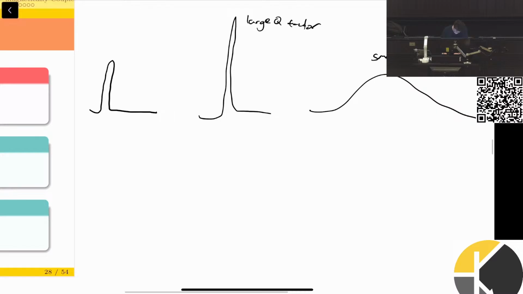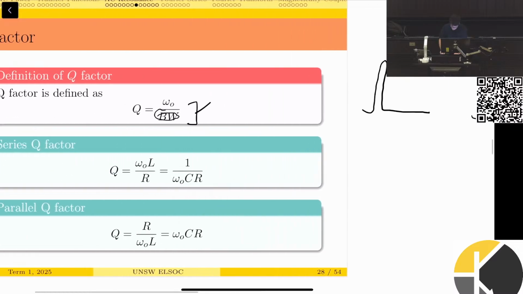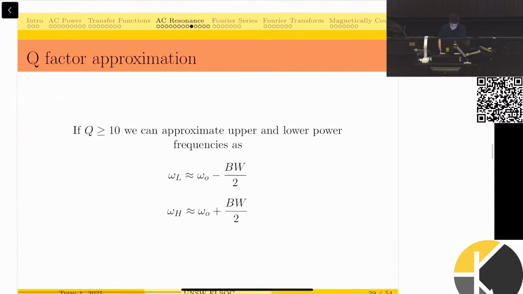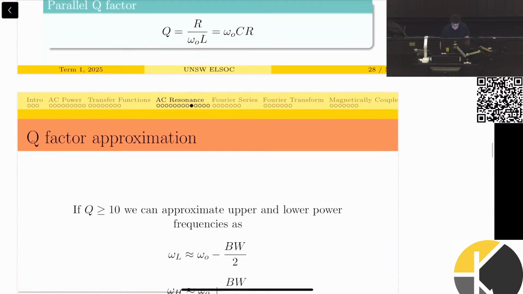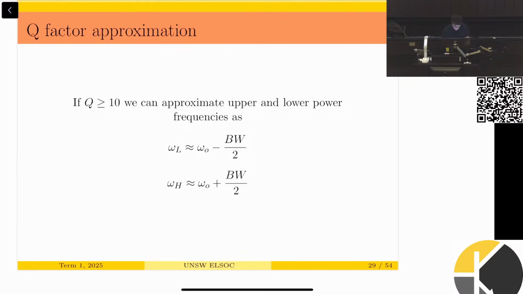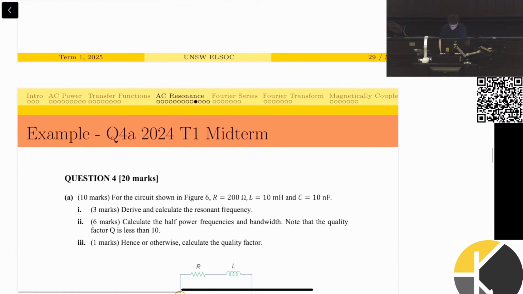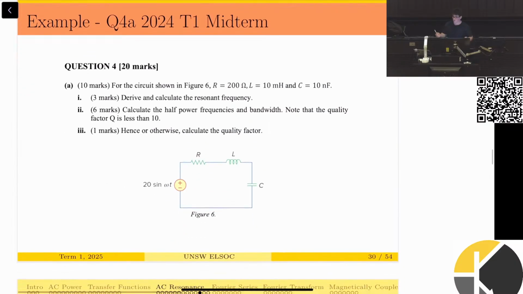Now there's an important thing to note about Q factor, which is the Q factor approximation. This is a really nice approximation when you're working on the problem, when you can just figure out bandwidth from Q factor and then use that to figure out the lower and upper cutoff frequencies. But if Q is less than 10, we can't do that because the curve is not symmetric enough. Okay, this will be the last problem I take you guys through.